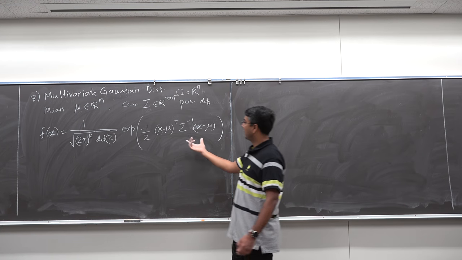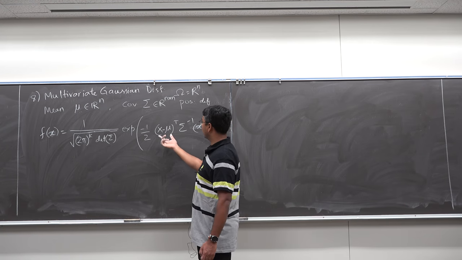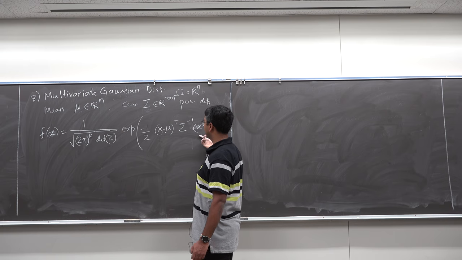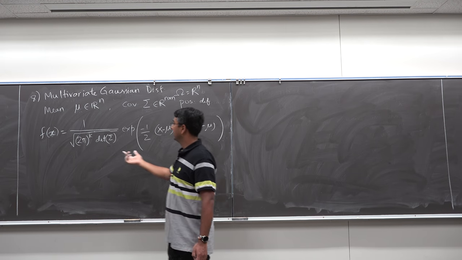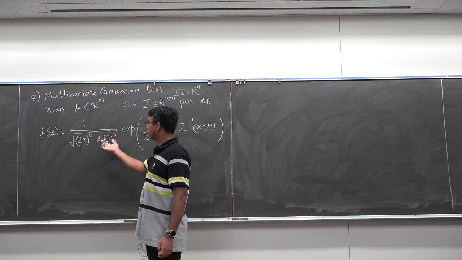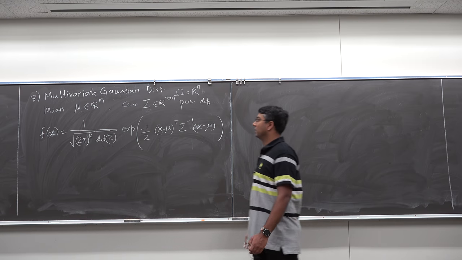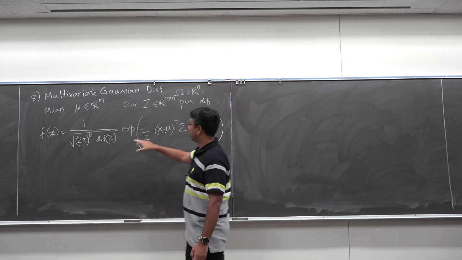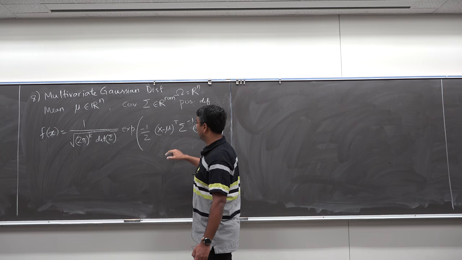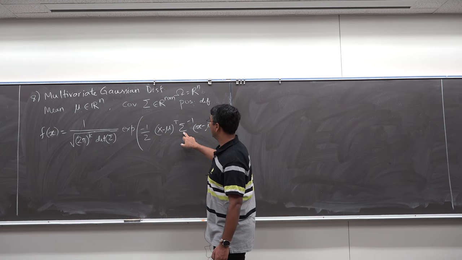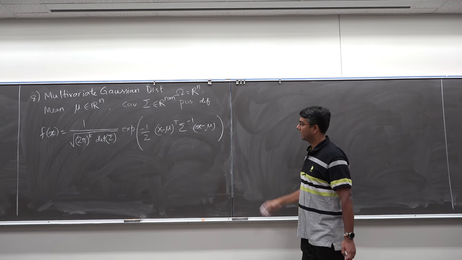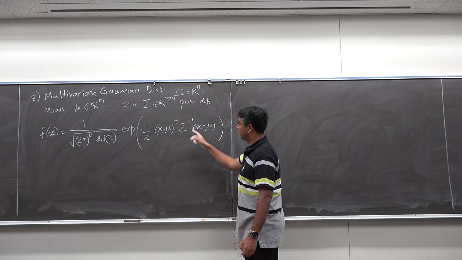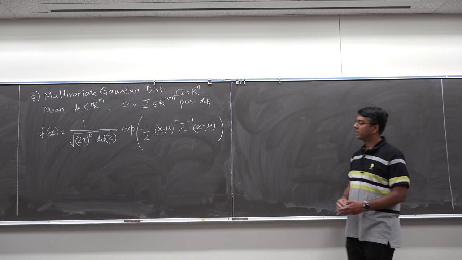Notice that the term inside is actually a scalar quantity because it's a vector transpose, a matrix, times a vector. So this one is scalar, and this one is scalar as well, the determinant of sigma. And because sigma is positive definite, this quantity is positive, and this quantity is also valid, like the matrix is invertible here, because it's positive definite.